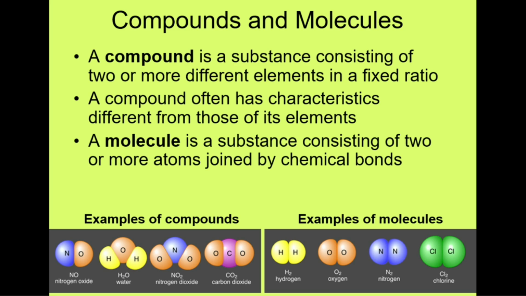A molecule is a substance consisting of two or more atoms joined by chemical bonds. So molecules can consist of two or more atoms of the same element. Classic examples in the bottom right-hand corner are molecular hydrogen, oxygen, nitrogen, and chlorine. And we can see that each one is just two atoms of the same element joined together.